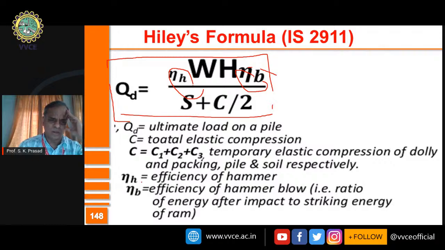So QD is the ultimate load carrying capacity. C is the total elastic compression, which is a combination of C1, C2, C3. C1 happens to be the elastic compression of the packing material. C2 happens to be for the pile, C3 happens to be for soil. You need to take all this into account. Eta H is the efficiency of the hammer, and eta B is the efficiency of the blow, which depends upon the impact the hammer makes with the pile.